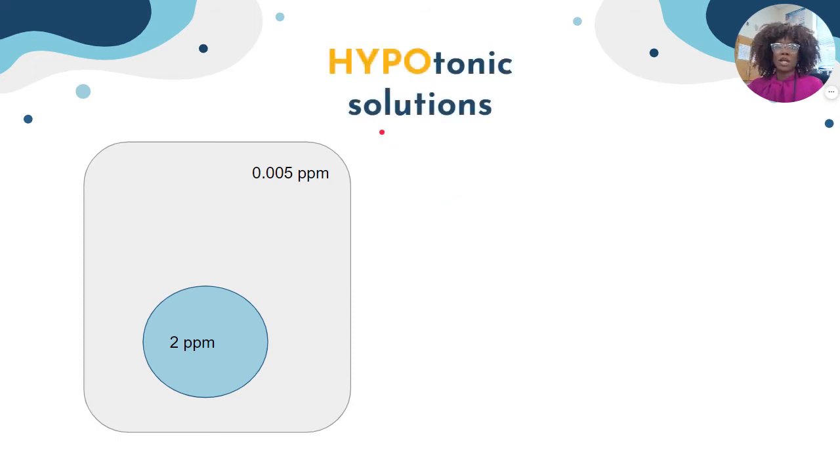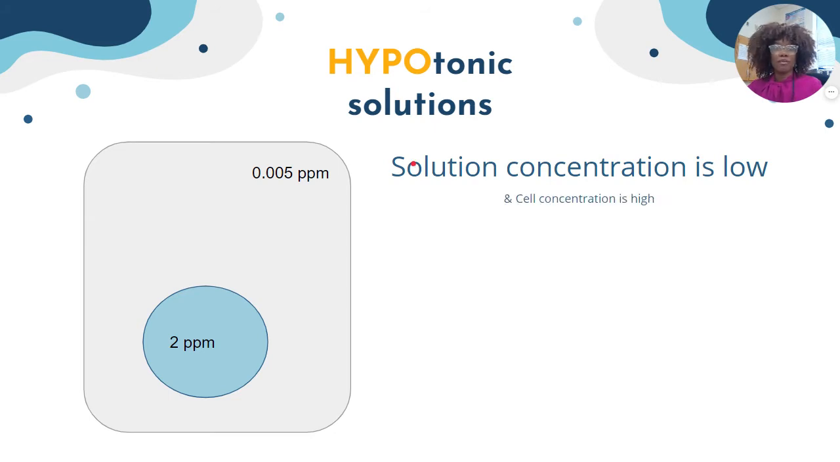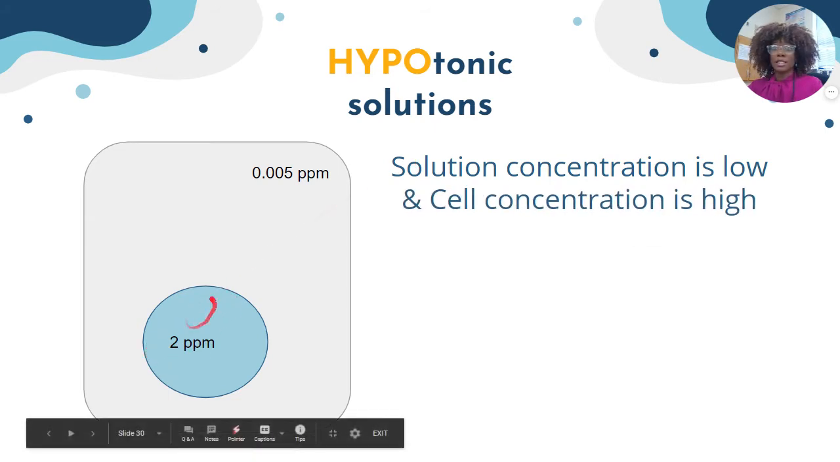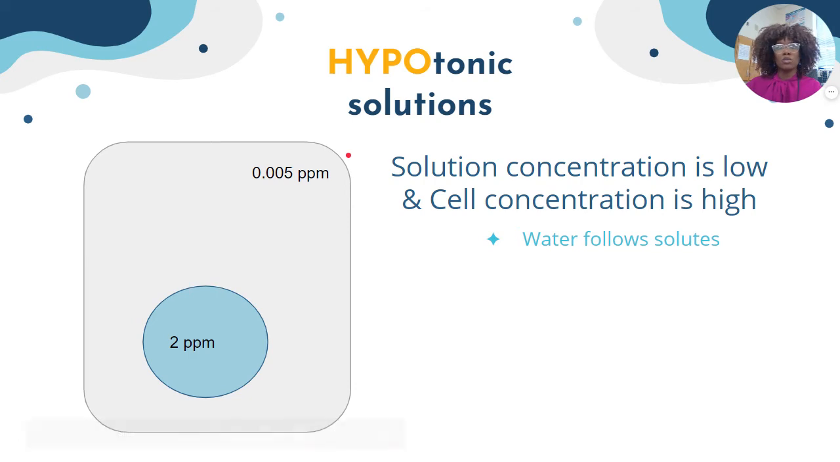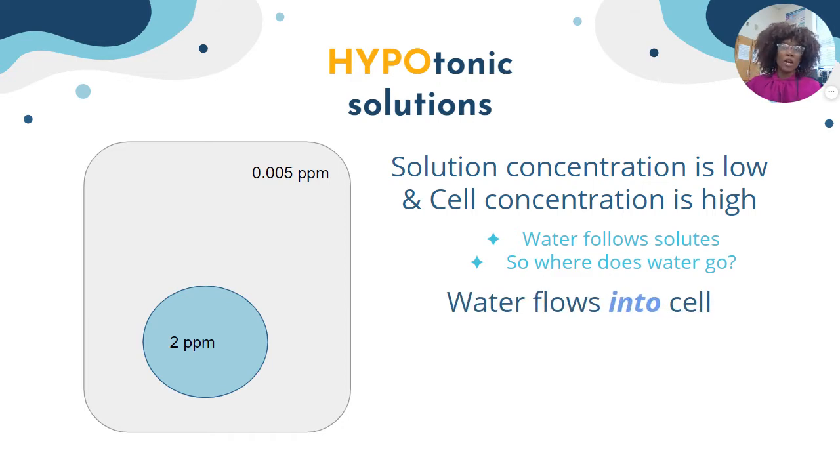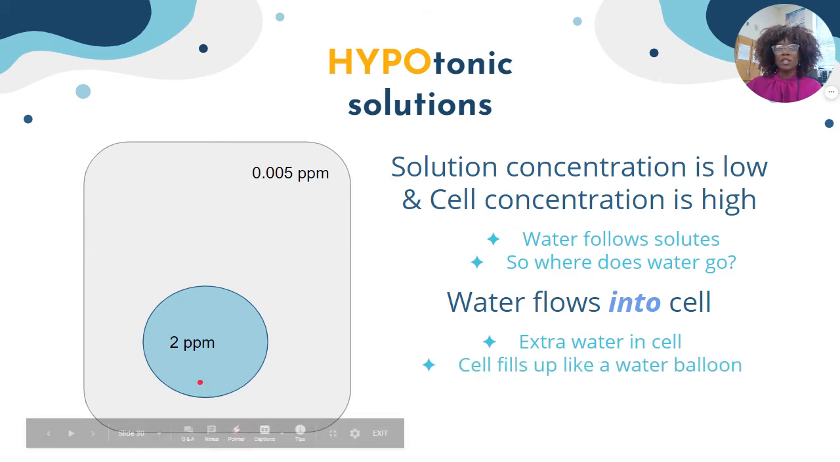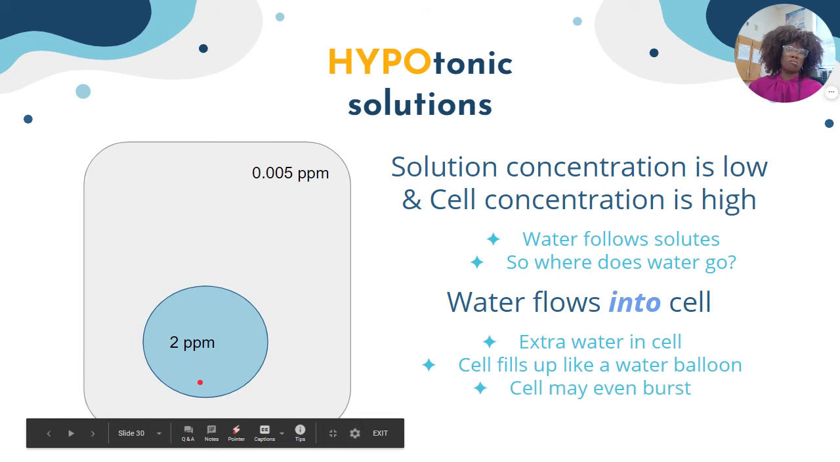So we have a hypotonic solution. So the solute concentration is low, and the cell concentration is high, right? 2 is way bigger than 0.005. Water is going to follow solutes. So where does water go? Water is going to flow into the cell. That means there's going to be extra water in the cell, and the cell is going to blow up like a little water balloon, and it might even burst.